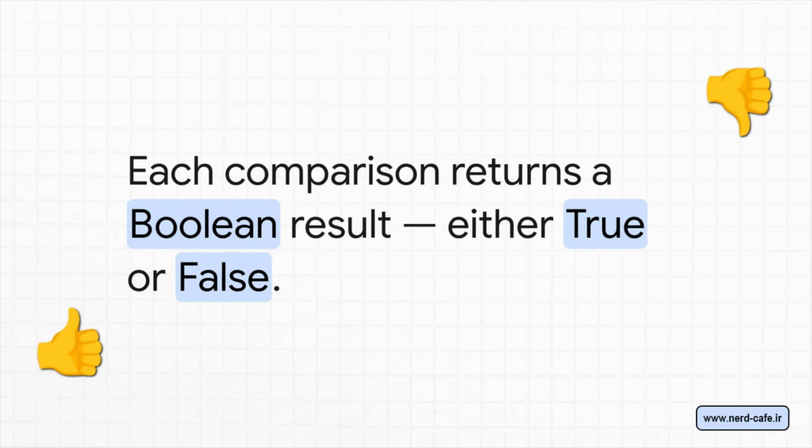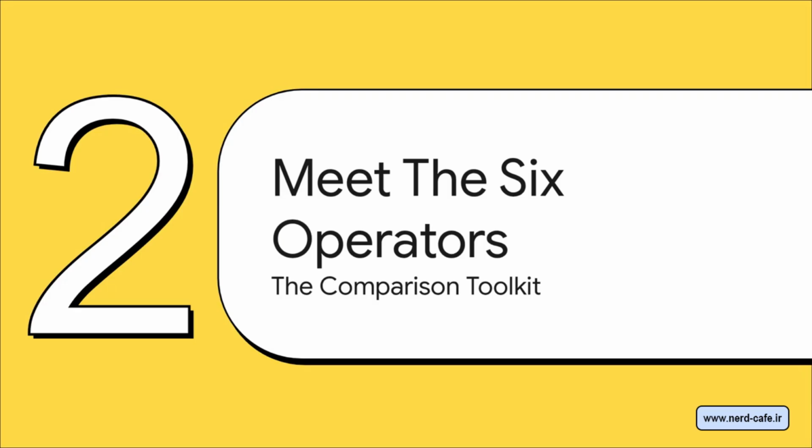I mean, think of it like a light switch. It's either on or it's off. There is no in between. This simple binary choice is the foundation for all logic and programming. So what are the tools in this comparison toolkit? Turns out there are only 6 of them, and you probably recognize most of them from math class.